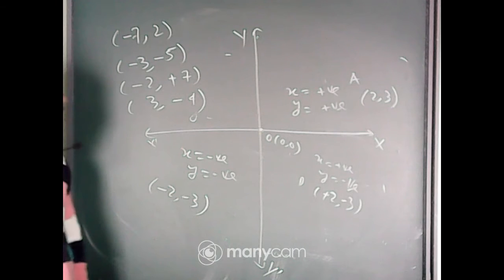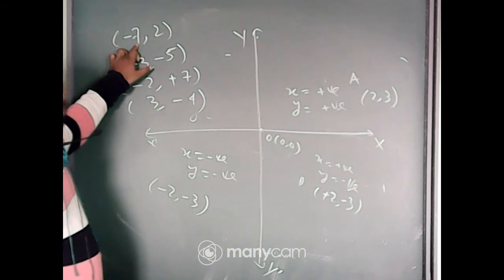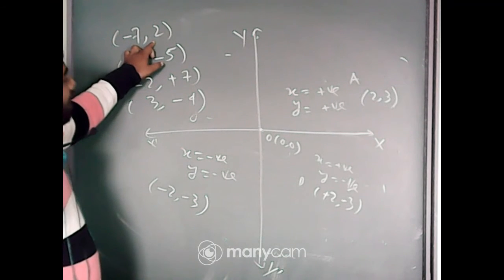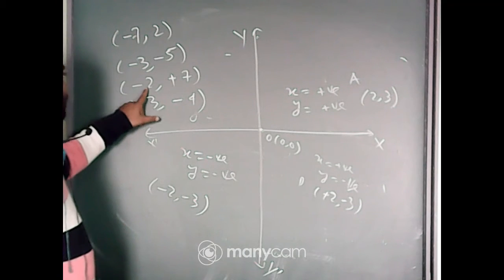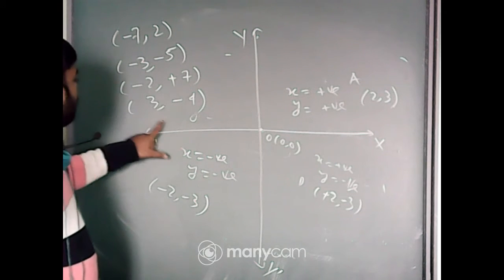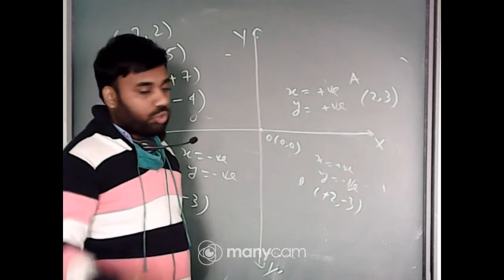Okay, listen carefully. Minus 2 comma, x is negative, y is positive. It means it is lying in the second quadrant. Both are negative, third quadrant. X is negative, y is positive, that is second quadrant. 3 comma minus 4, fourth quadrant.